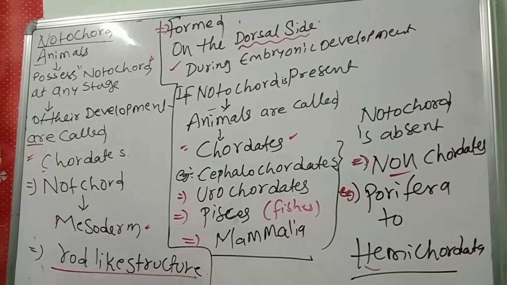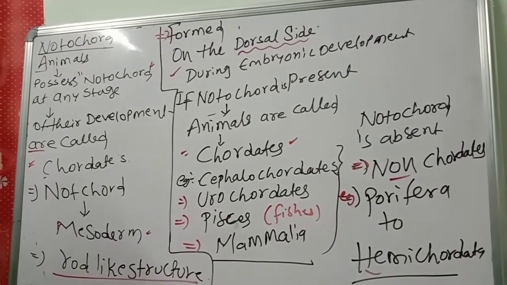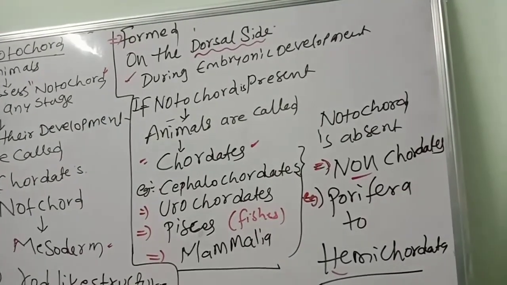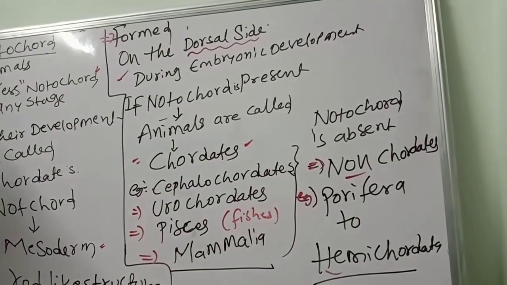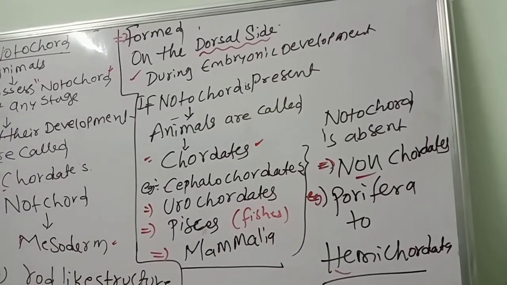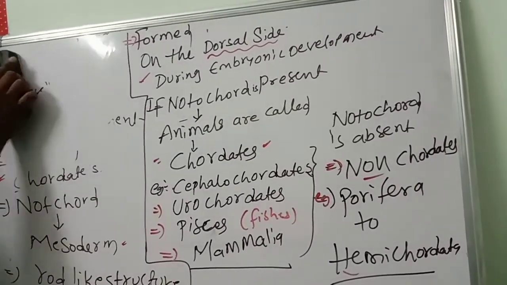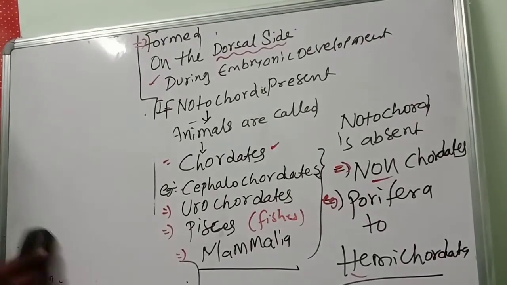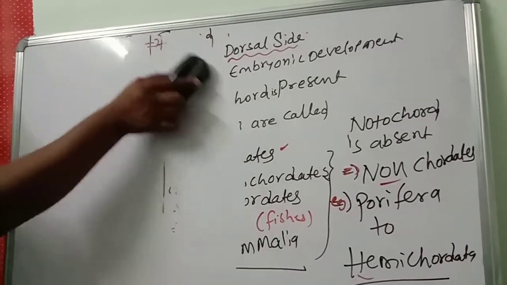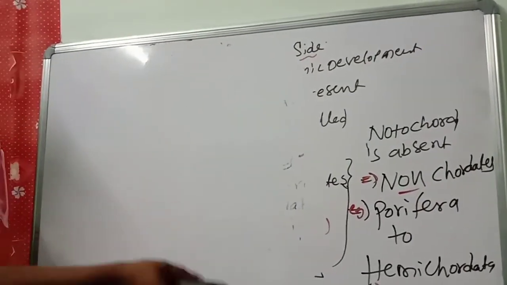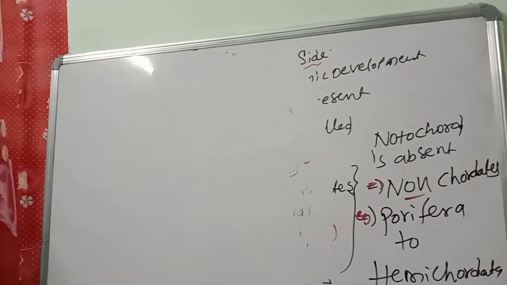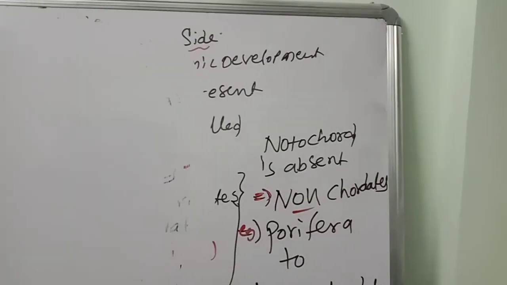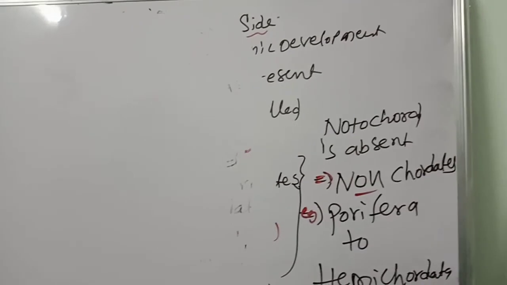So what we discussed in this class: coelom, eucoelomates, pseudocoelomates, notochord, segmentation. The next class, what we are going to discuss, is important: classification of kingdom Animalia.